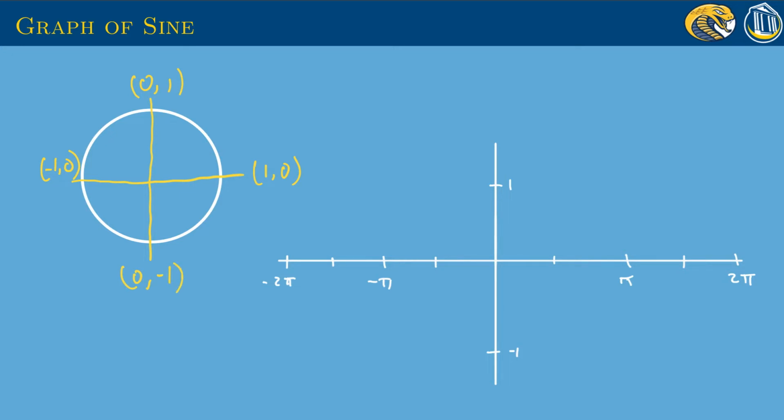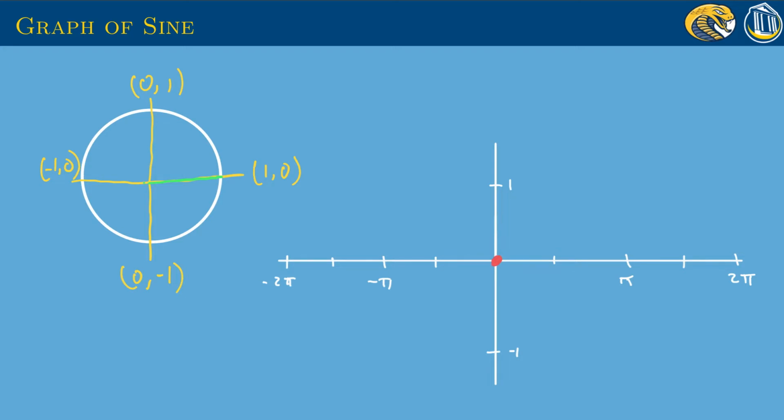If we wanted to graph sine, we know that sine is just the y-coordinate of this angle as we work our way around a unit circle. So if we start with an angle of 0 radians, the y-coordinate is 0, and therefore our function starts at 0.